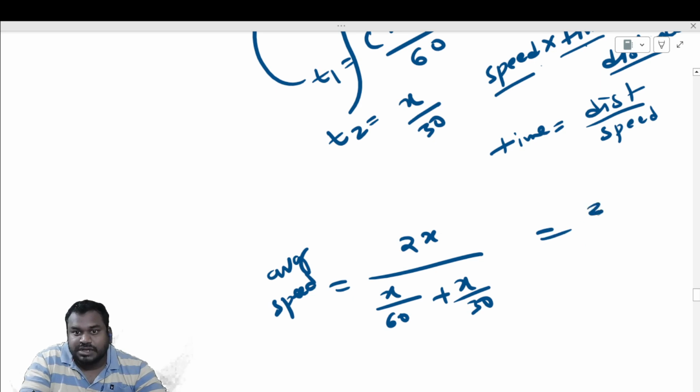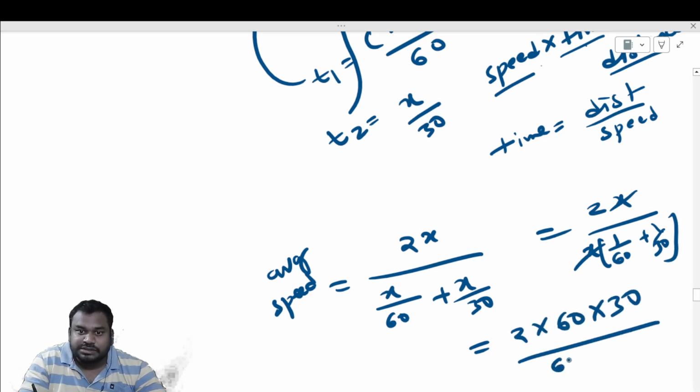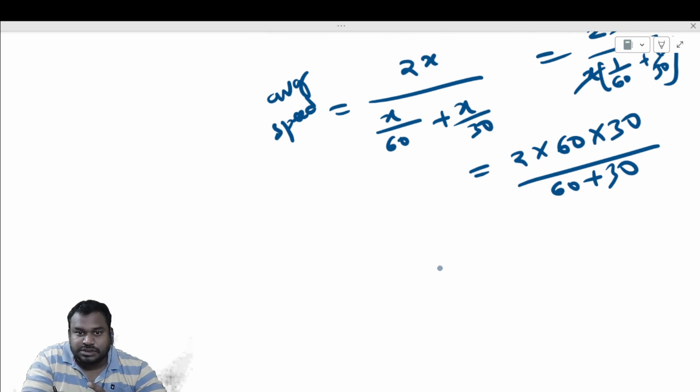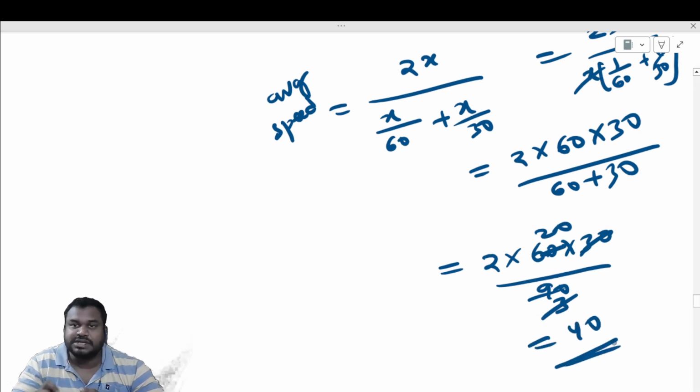So this is 2x by x, I'll take common 1 by 60 plus 1 by 30. x gets cancelled, then 2 into 60 into 30 divided by 60 plus 30. So this is 90. So this equals 2 into 60 into 30 divided by 90. 30 threes are 90, 2 into 20 is 40. So this is the actual procedure.